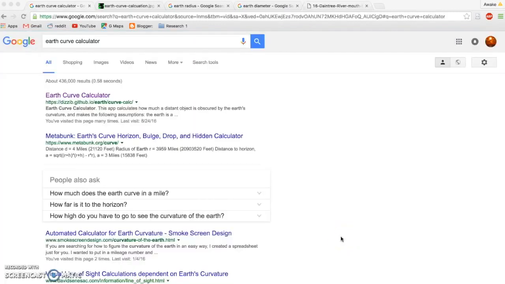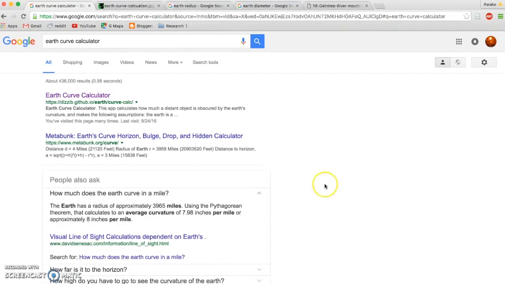One of the first things that we need to do is get on the same page about curvature and what the correct formula is for calculating the curvature of the Earth. So you can see here I've put in Earth Curve Calculator, and this one right here is my favorite calculator. It's very useful and it's very accurate. But I want to show you some misinformation that's out there. And under this, people ask, how much does the Earth curve in a mile? This is where most people get stuck.